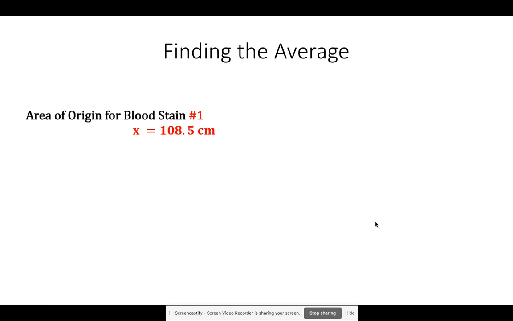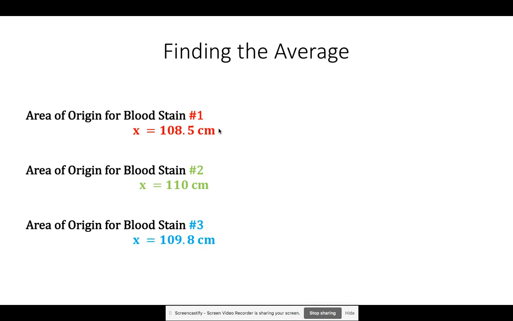So say my area of origin for blood stain number 1 was, like we calculated, 108.5 centimeters. However, if we calculated the second triangle, maybe it gave me an area of origin of 110 centimeters. And our third triangle gave us an area of origin of 109.8 centimeters.